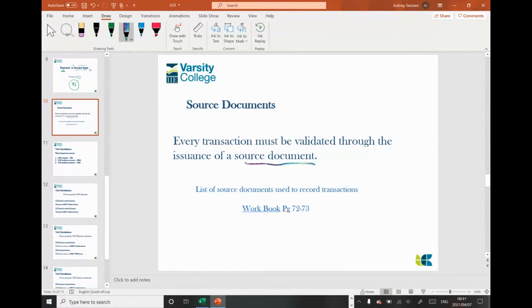This is on page 82 in last year's textbook, going all the way to page 89. You're seeing there various source documents. We touched on some of these. Guys, revisit this. You need to know each and every one of these source documents.